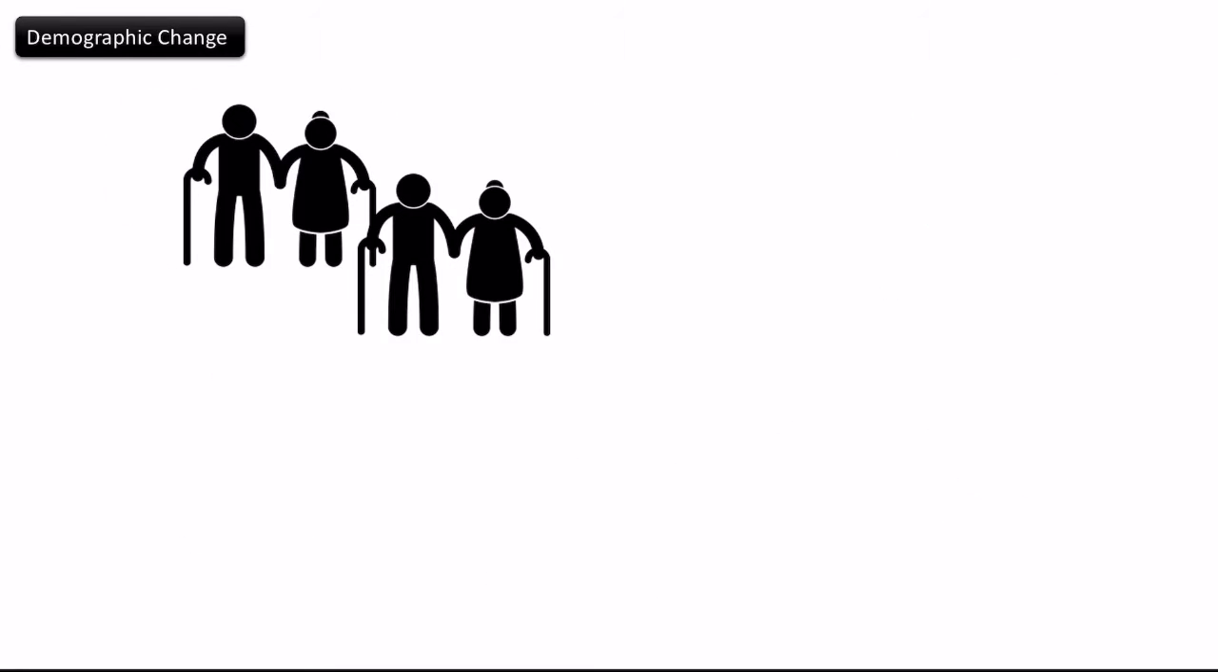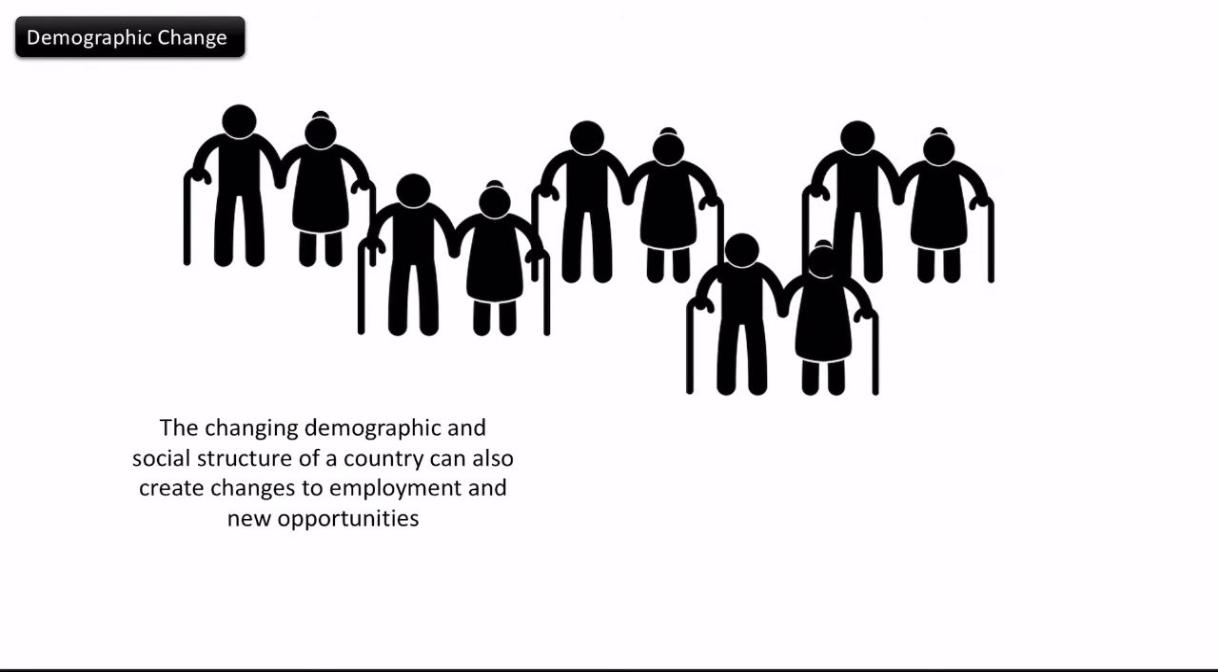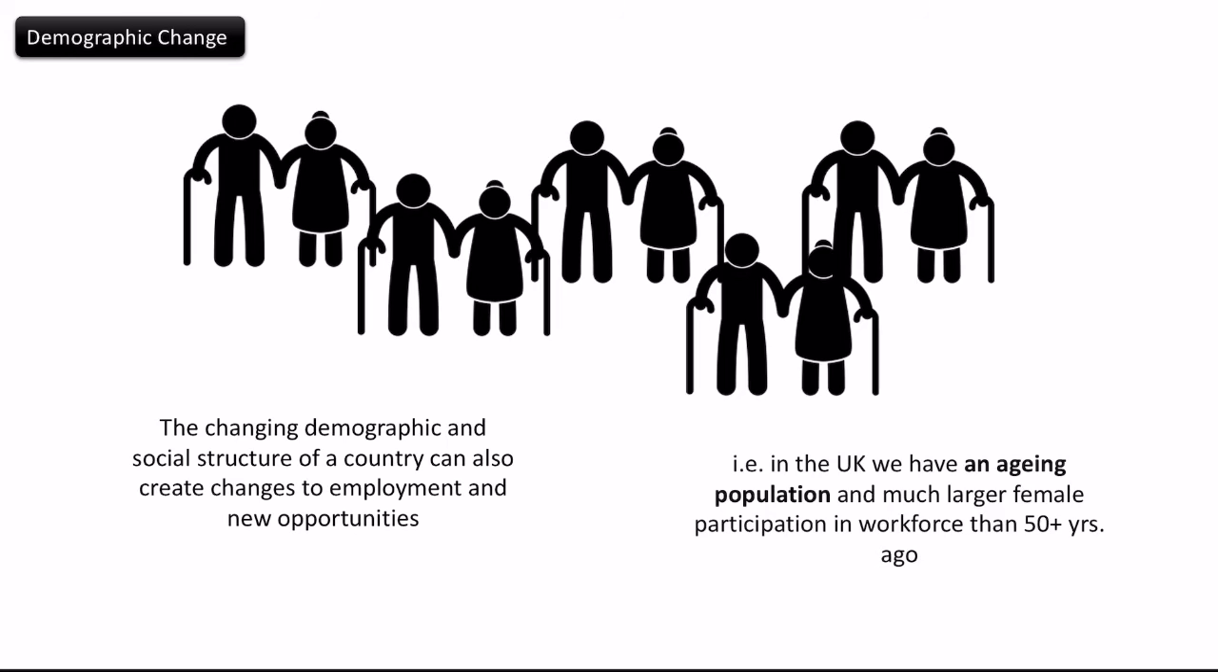The last kind of two areas to discuss is demographic change. So we see that the structure of a population and the age of a population can change, and this can create new opportunities in terms of employment. So in the UK, we have an ageing population, but also we have more women working in economic activity than we did 50 years ago.